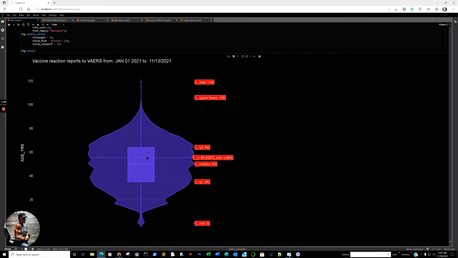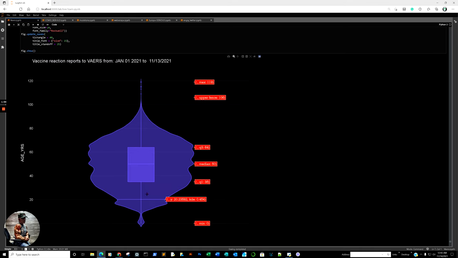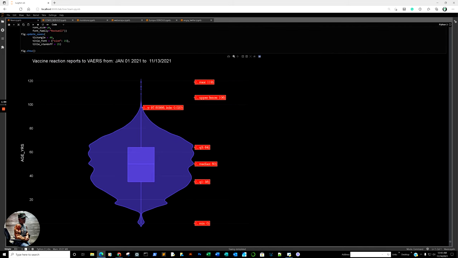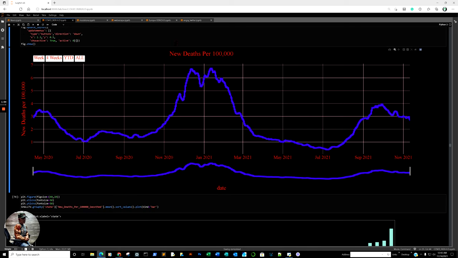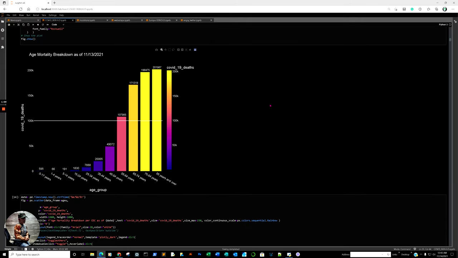But the most common reactions, and you have a small extra boost here down the bottom there, being reported in reference to the average age of the individual reporting a reaction to VAERS. And let's go to the next one. We looked at COVID. Let's see, do I have anything at the top here? Rebuild. We looked at Florida already real fast. Here we are. This is the average age of mortality right now.